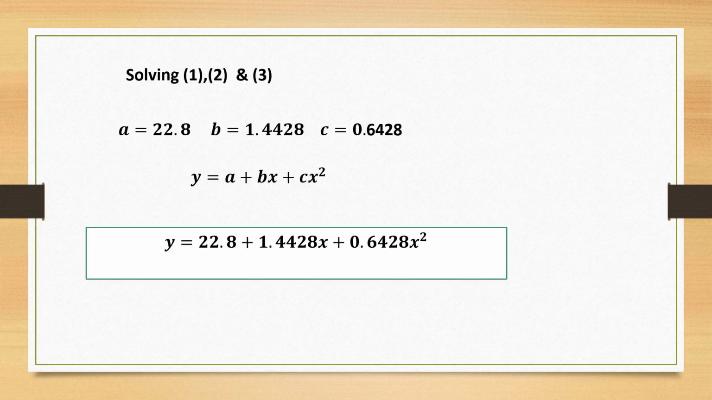And C as 0.6428. The same thing, whatever we have done in fitting a straight line, the same thing is extended to get a parabola or a second degree curve.